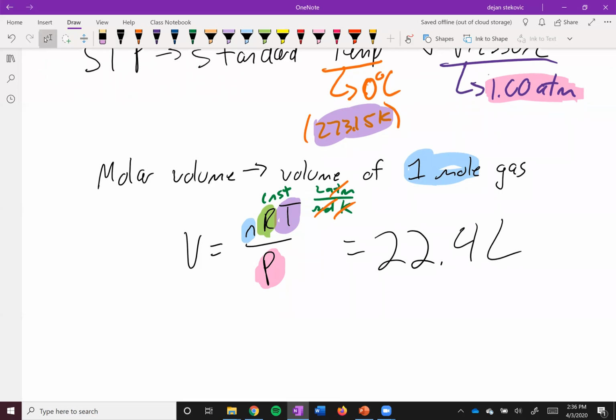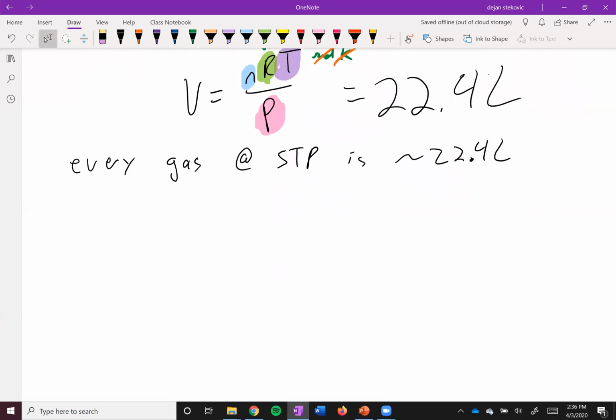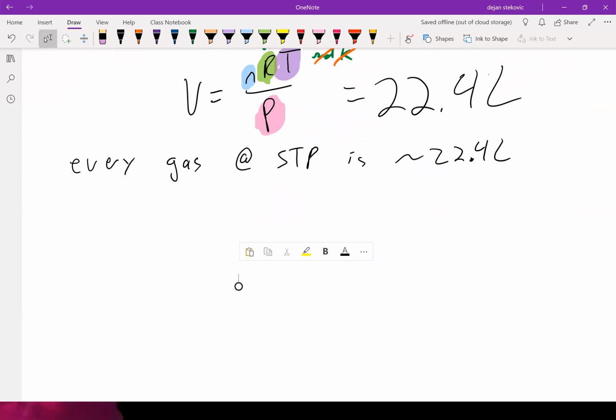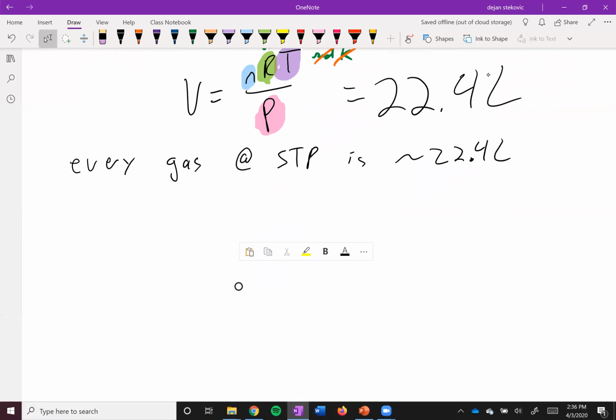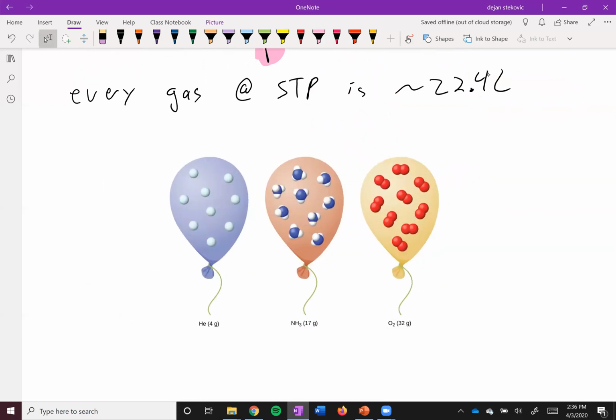So we'll say every gas at STP is approximately 22.4 liters. There are some deviations because no gas is 100% ideal, but they are very close. So no matter the gas, it's using up 22.4 liters if there's 1 mole of it. And so we think, oh, look, all the properties are the same, but they're not actually all the same.